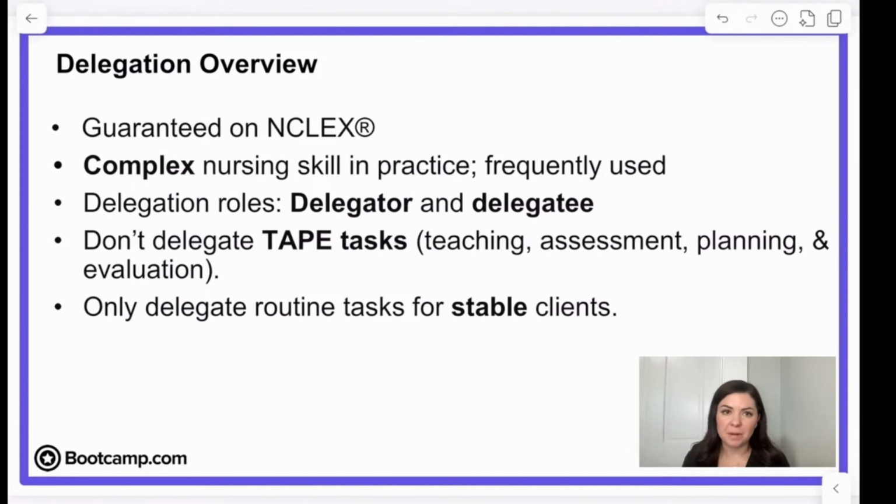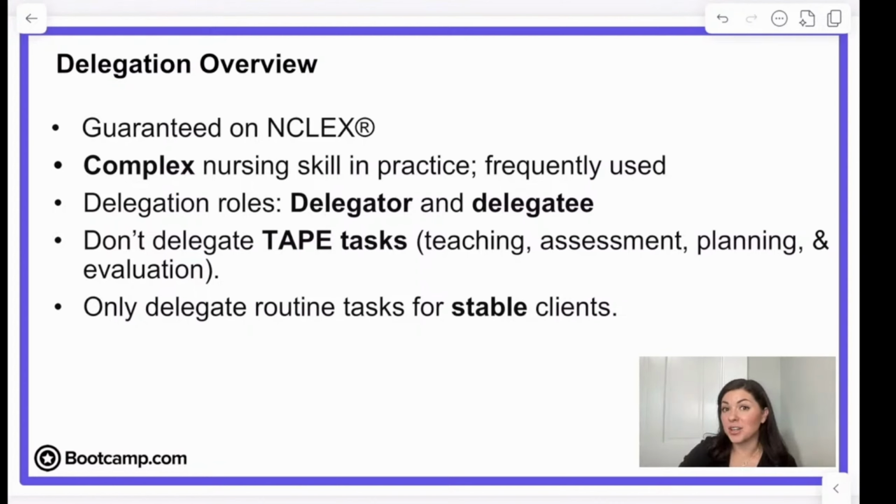And I want to remind everybody that when we're talking about delegation, that's not simply asking somebody to just perform a task for you. It's a very complex nursing skill that you really need to know, not only for the NCLEX, but for practice. Because as you all know, when you go to the hospital and you see those nurses, it is one of the most commonly used nursing skills. But if we do it incorrectly, it can get us into a lot of trouble. So we want to make sure that we really know what we're doing so that we can delegate safely.